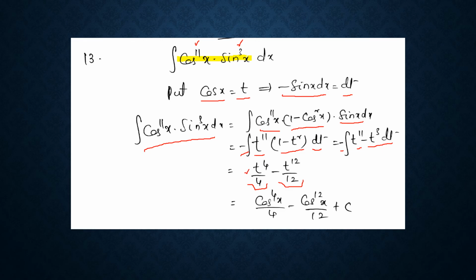So by multiplying with minus, we'll get t to the power of 4 by 4 minus t to the power of 12 by 12. So finally, put what is t? t is equal to cos x. So that is cos x whole to the power of 4 by 4 minus cos x whole to the power of 12 by 12, which can be written as cos to the power of 4x by 4 minus cos to the power of 12x by 12 plus c.